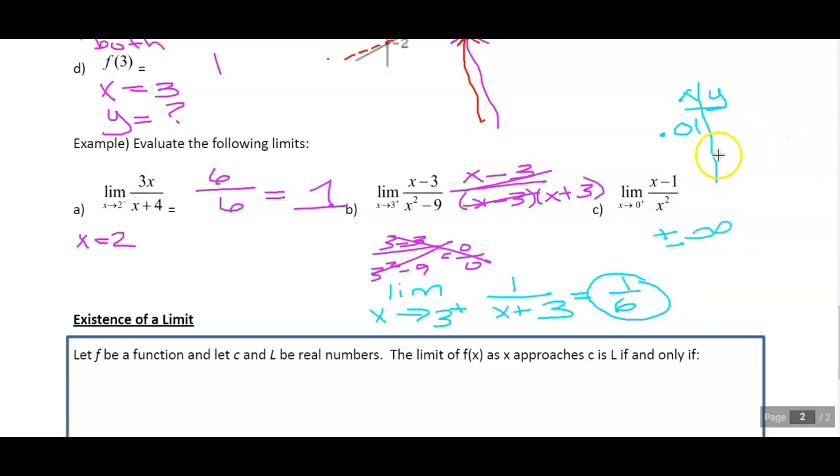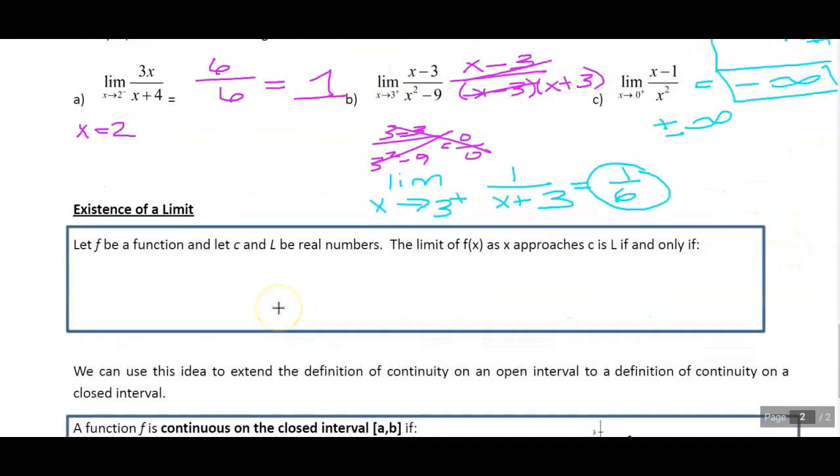So if I plug in 0.01, I would get a negative number on top, and anything squared is going to be a positive. And so a negative over a positive is going to be negative infinity. All right.